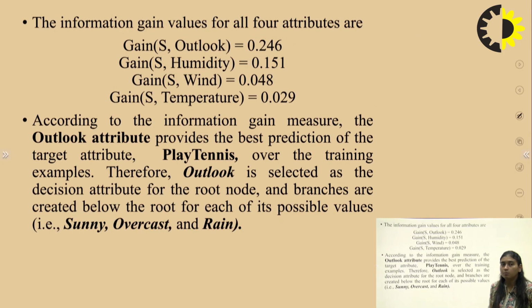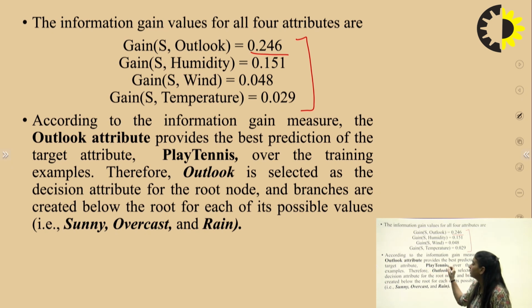And now you have to compare the gain. So the information gain for the outlook is high, 0.246. Out of these 4, we have the maximum gain for the outlook, and that is why we can say that we will choose outlook as our root node. So according to the information gain, the outlook attribute provides the best prediction of the target attribute, that is the play tennis. So play tennis is our concept which we are trying to learn over the training example.